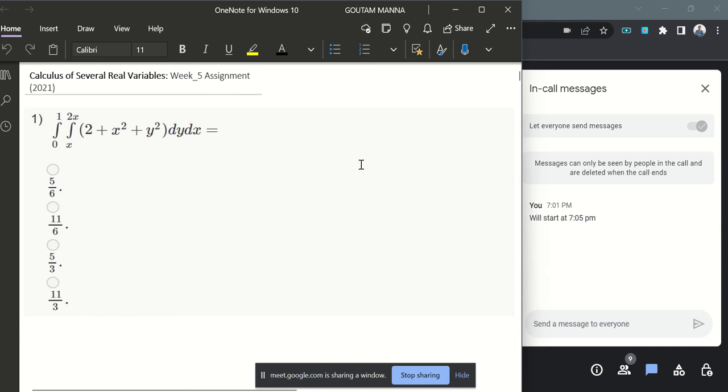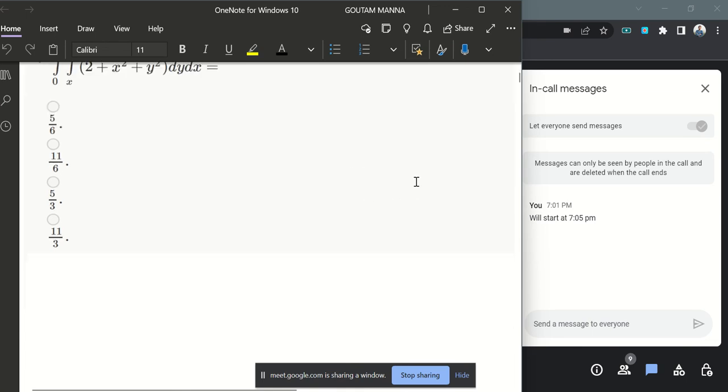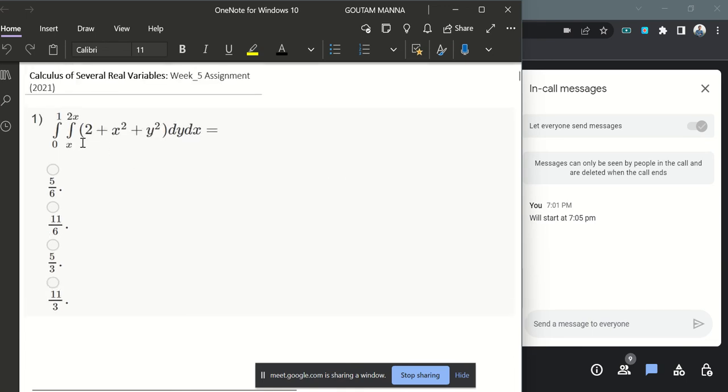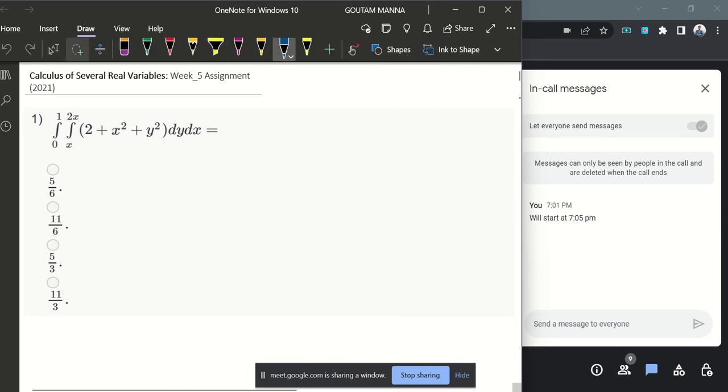So in problem 1, you are asked to find out the double integration of 2 plus x square plus y square, and the integration region is, so y is going from x to 2x and x is from 0 to 1. So the region looks like this. Let me draw the region.